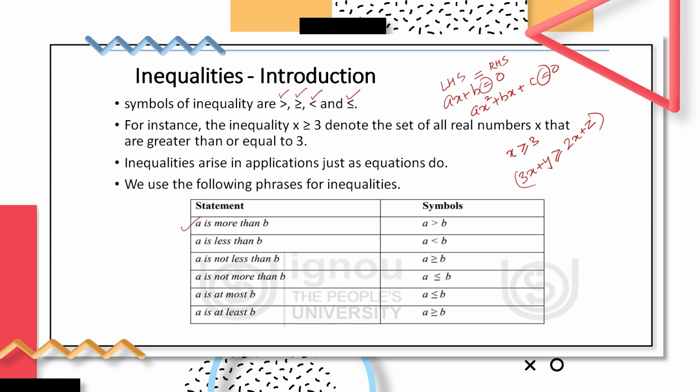Say we want to say A is more than B, then in mathematics we write A is greater than B. A is less than B is written using the expression of less than. A is not less than B, that means A is always greater than B, or it may be equal to B, so the greater than or equal to expression is used here. A is not more than B, so A is always less than B or equal to B, so the less than or equal to expression is used. A is at most B, that means A is always less than or equal to B.